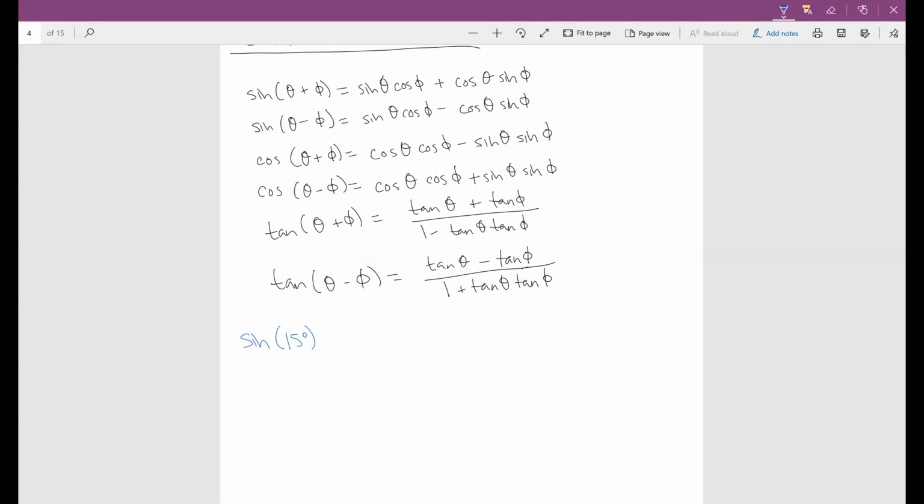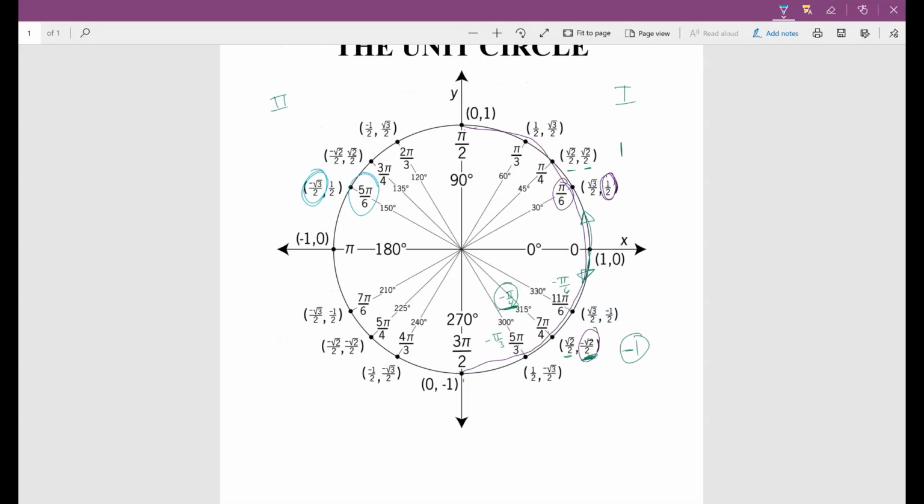Now, usually what we have to think about is, okay, how can I find two angles that I already know that will add up or subtract to get me 15? So we know all the values from the unit circle. So how can I use these two angles that will give me a sum or a difference of 15 degrees? What I like to do is look at the first quadrant and see if any of the combinations work. And you'll see that if I take 45 and subtract 30, I'm going to get 15 degrees. So that's what I'm going to use.